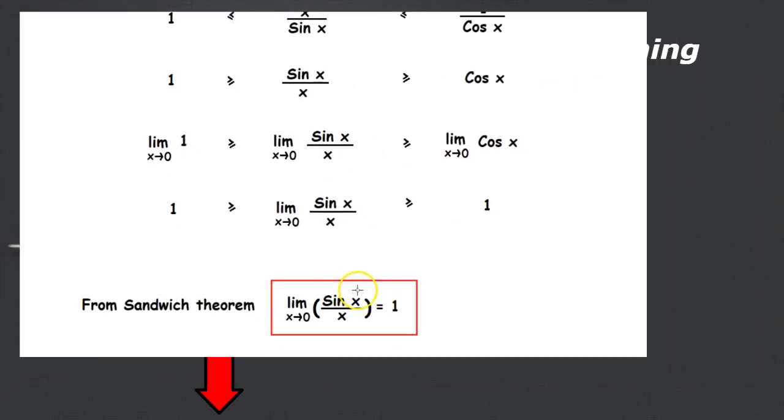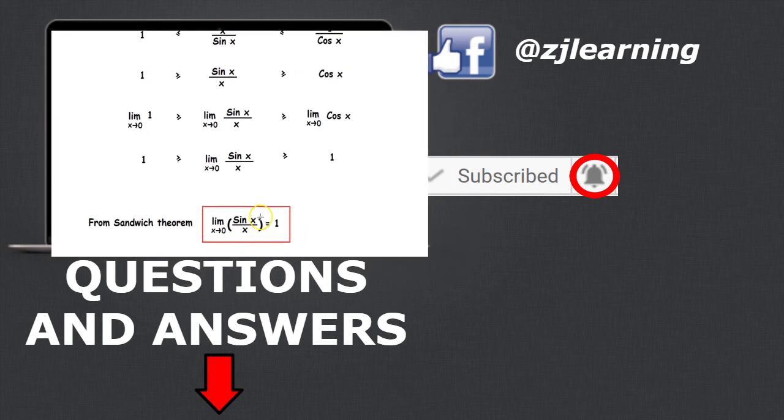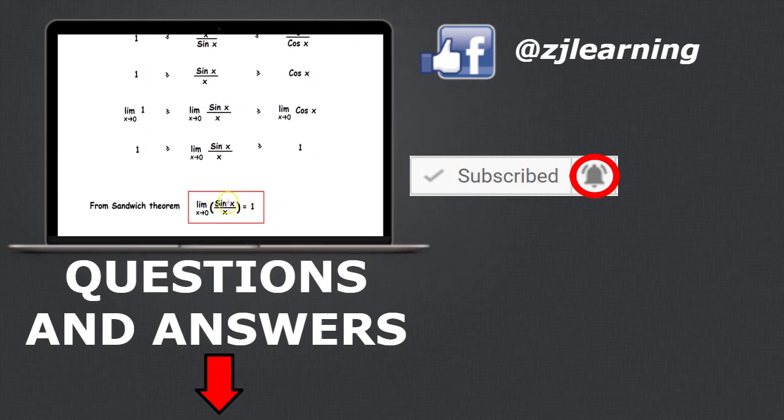So this theorem can be used when solving problems. We have some exercises for you in the description below. You can attempt them and also check your answers.